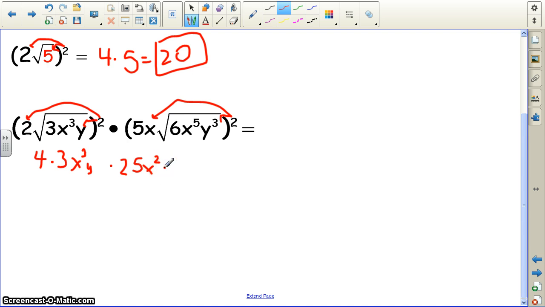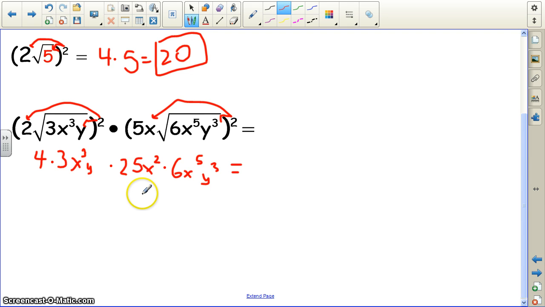Times, I can multiply that by anything on the inside. Now I'm going to take that square root of 6x to the 5th y cubed and square it, which basically the square and the square root cancel each other out. So I'm going to be left with 6x to the 5th times y to the 3rd. Well, I can go ahead and simplify everything. Now I don't have any square roots. I can multiply everything together. So I'll multiply my numbers. So 4 times 3 is 12.